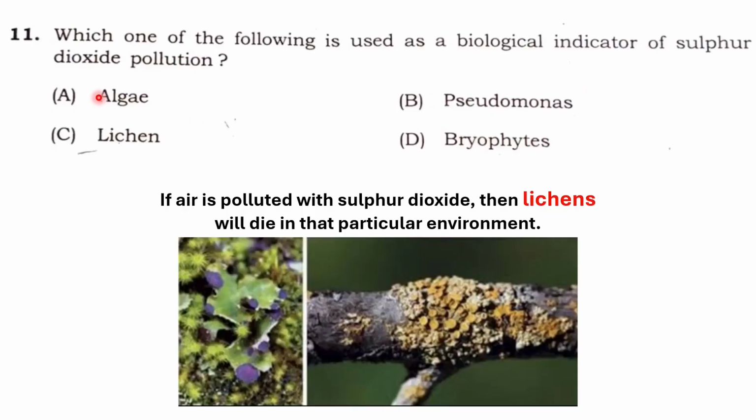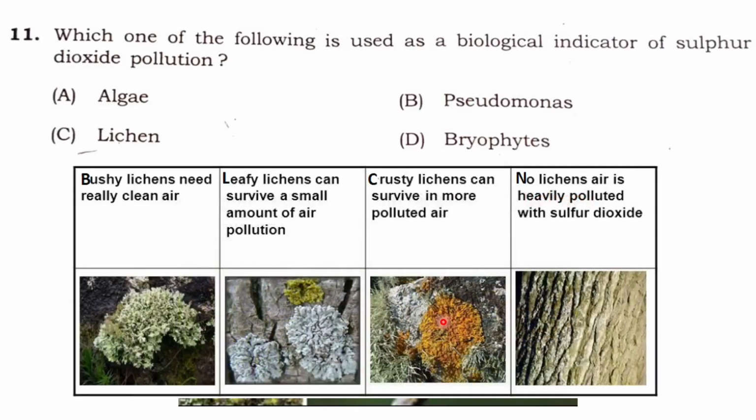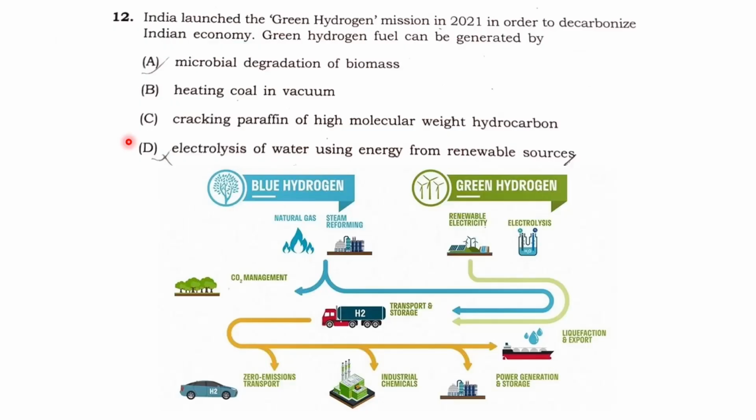Next question, which one of the following is used as a biological indicator of sulfur dioxide pollution? The correct answer is lichen. If air is polluted with sulfur dioxide, lichens will die. And if the air is pure, then we can find such lichens growing over organic matter. Different types of lichen will give us an idea of different types of pollutants or the air pollution index in the environment. So the correct answer is lichen.